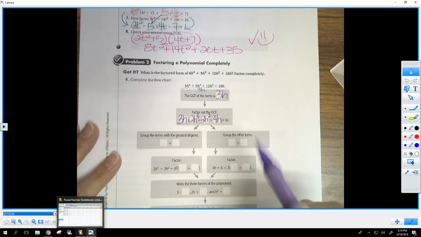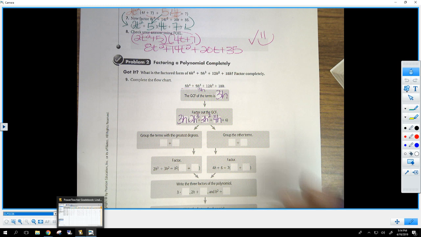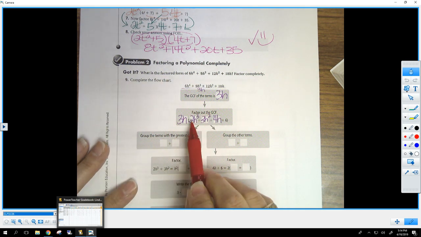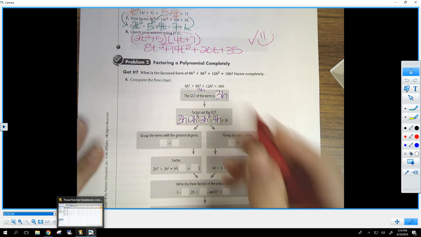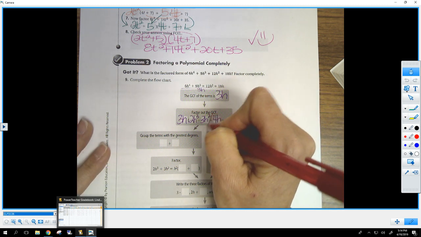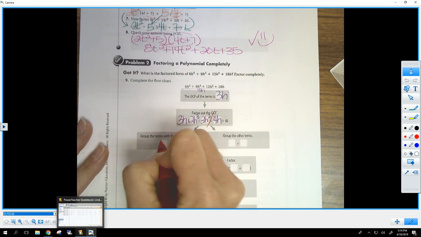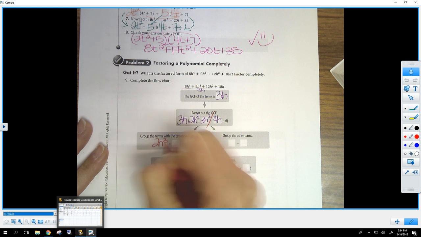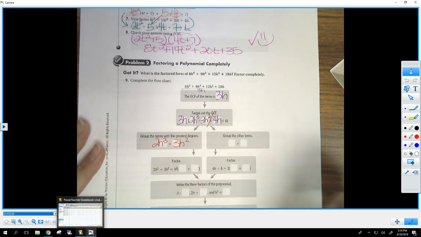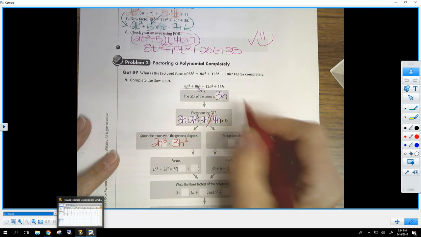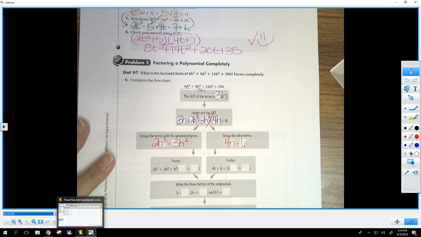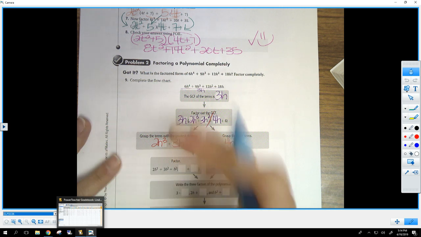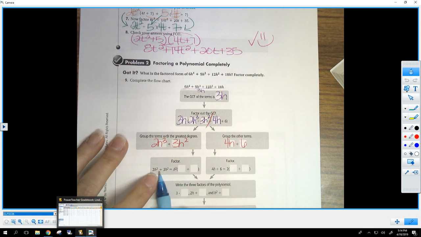So group the terms with the greatest degrees. Again, you notice 1, 2, 3, 4. I have 4 terms, right? So I'm going to cut it in half right there. So 2h cubed, 3h squared, not squares. And then here we'll go 4h and 6. Okay? So I'm going to factor this down.